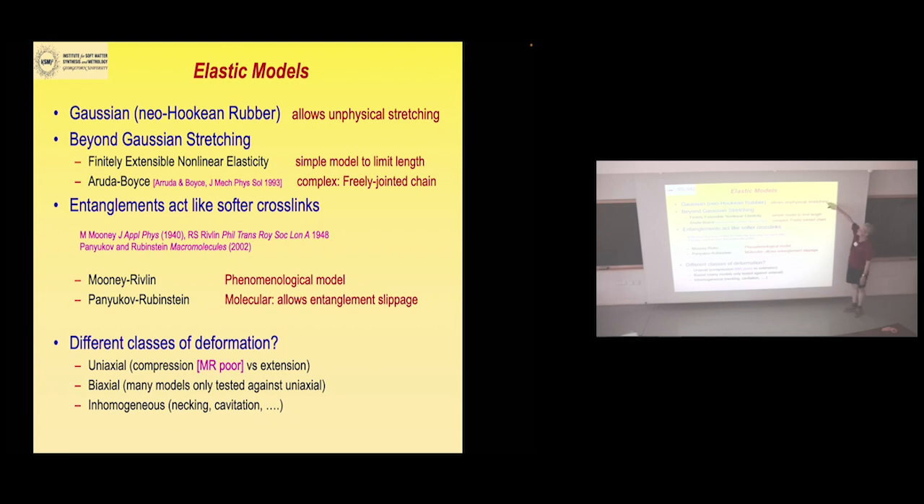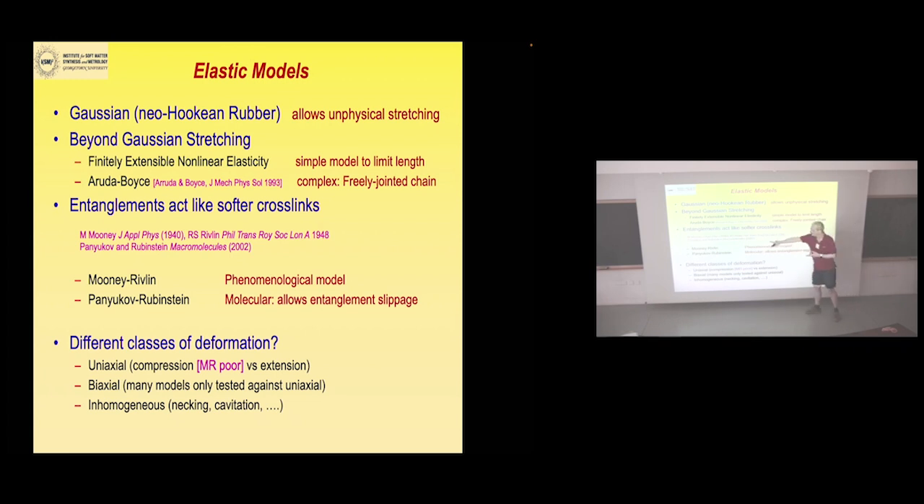So the simplest is a neo-Hookean, which is the one we all use because it's easy to do calculations with. If you stretch it too far, then you've got to use some more sophisticated models. If you have entanglements, then you need even more sophisticated models, and there's one by Panyukov and Rubinstein, which is a really good one, because it takes into account the motion of the entanglements.